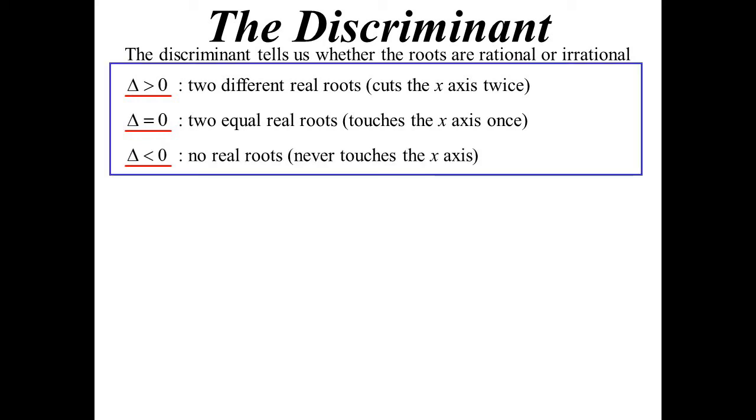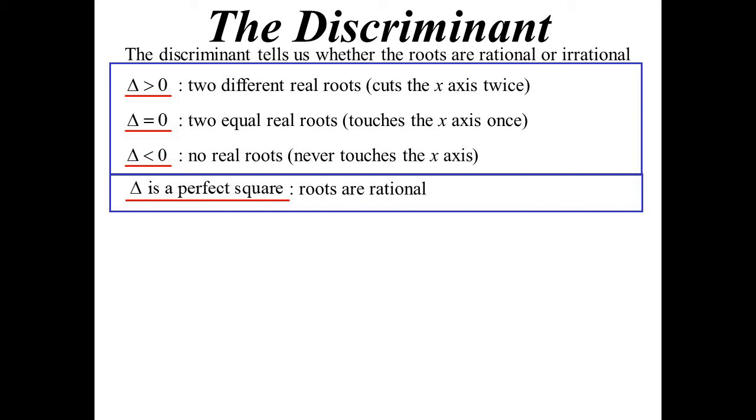And less than 0: no real roots, it still has two roots though. They're both imaginary. So every quadratic actually has two roots, just sometimes they're real, sometimes they're imaginary, sometimes they're different, sometimes they're the same. But that one, of course, never touches the x-axis, because how on earth would you plot an imaginary number on a number plane? If it is a perfect square, then I know the roots are rational, because I can find the square root of a perfect square. And obviously, if it's not a perfect square, then they must be irrational. We'll end up with plus or minus the square root of something.